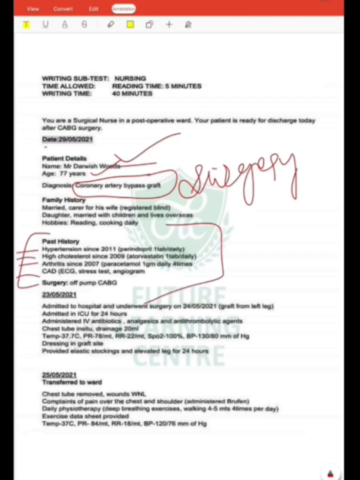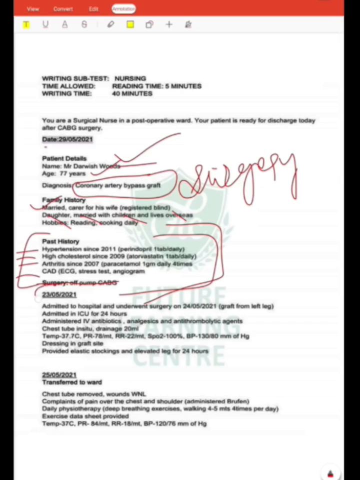These are the diagnoses. Family history: married. He is married, carer for his wife who is registered blind. So it is important because he is the only one caring for his wife, and he himself underwent a surgery, which is coronary artery bypass graft. So it is important to write this first line. And daughter, married with children, lives overseas. Hobbies: you do not need to write this information. You need to eliminate the irrelevant information. This is important. It is not important how the surgery was performed, whether on pump or off pump. So you need to eliminate this part.